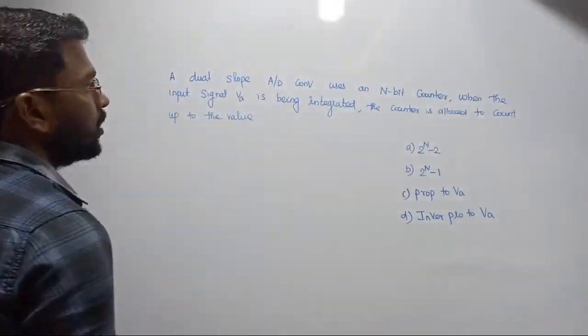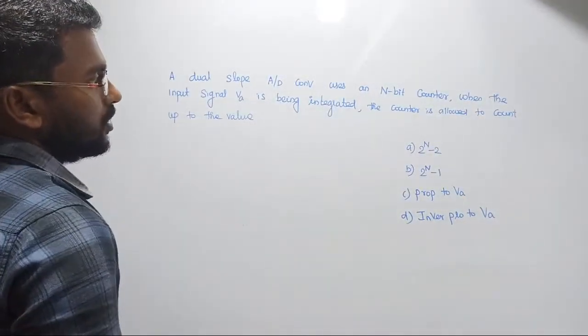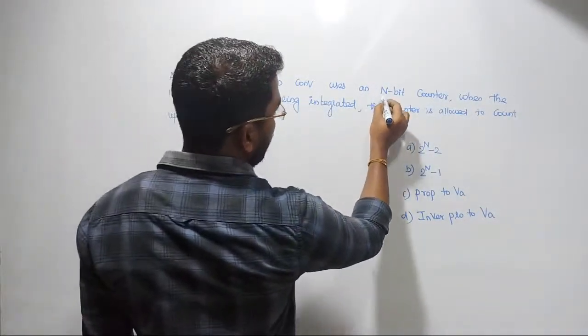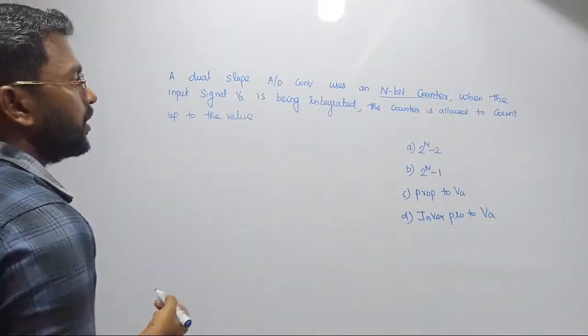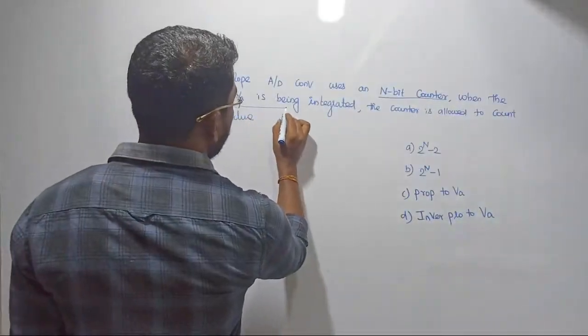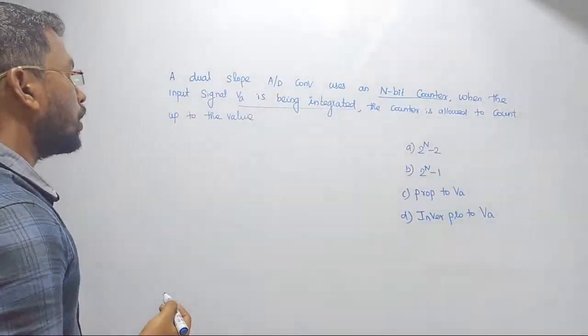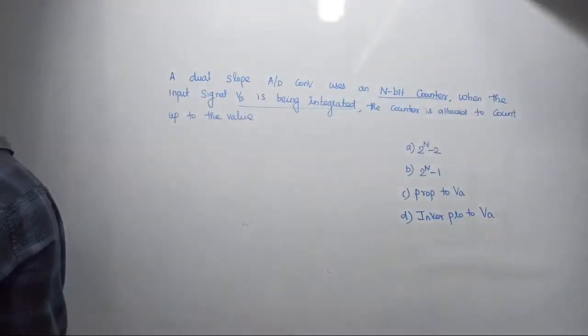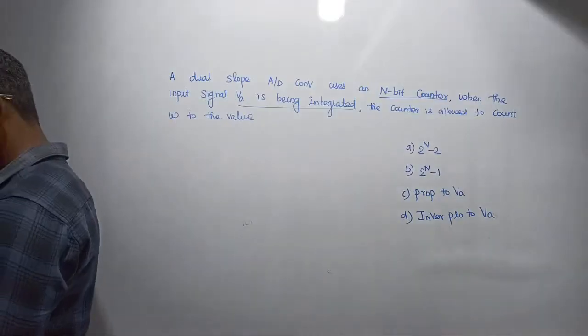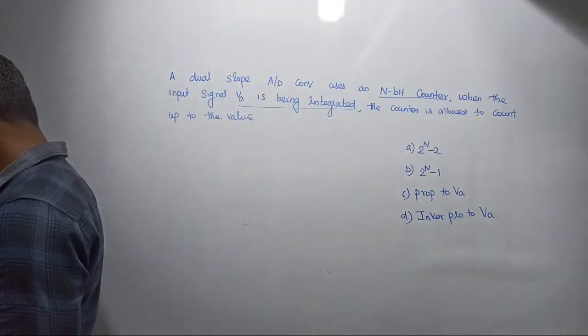Now, what is the question? The dual slope analog to digital converter uses an n-bit counter. When the input signal VA is being integrated, the counter is allowed to count up to the value. Can you please post your answer? I'm just expecting you to drop your answer here. Please post your answer now.